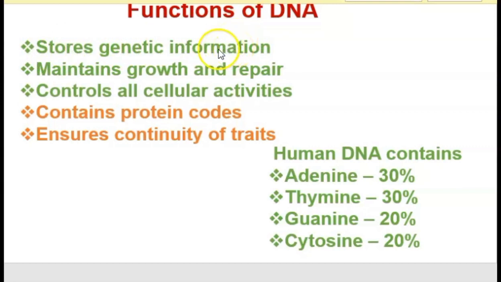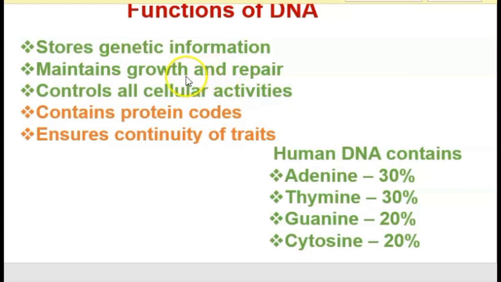I told you very early that the genetic information is stored in the nucleus, in the form of a DNA polynucleotide. This genetic information is what we are talking about. Everything about the organism's information is stored in the form of DNA in the nucleus. Maintains growth and repair.